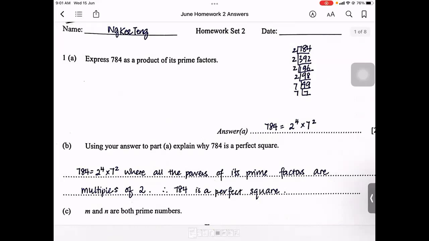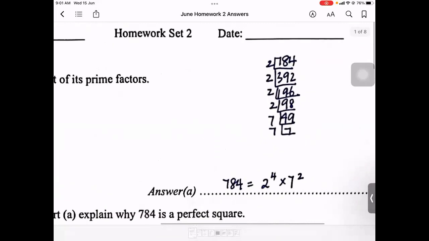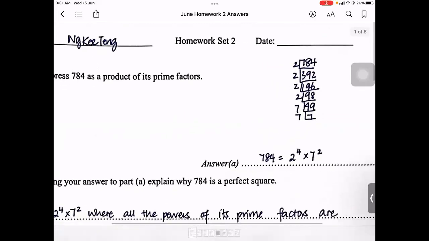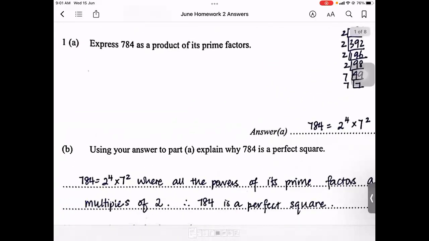First one on product of its prime factors. So 784, we do prime factorization. You notice that it's 2 to the power of 4 and then 7 squared, right? Then the question, this is only the first part. The question says using your answers to explain why this is a perfect square.